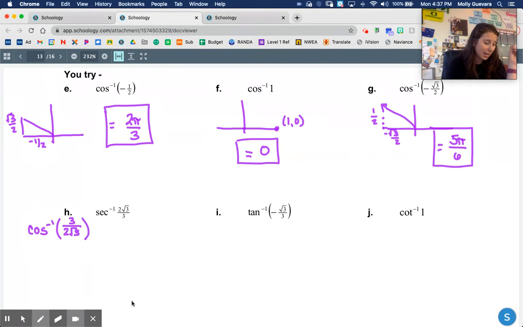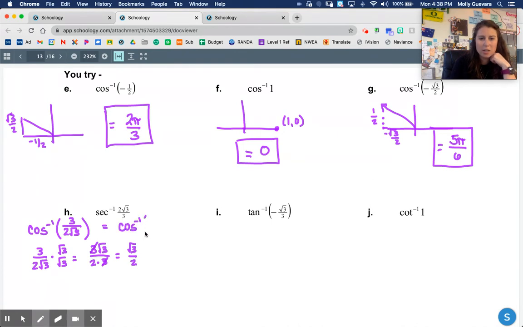I cannot have 3/2√3 because there's a root on the bottom. So to get rid of that, I have to multiply by √3/√3. Right? So that leaves me 3√3/2 times 3. My 3's can just cancel, and I get root 3 over 2. So this is really cosine inverse of root 3 over 2.